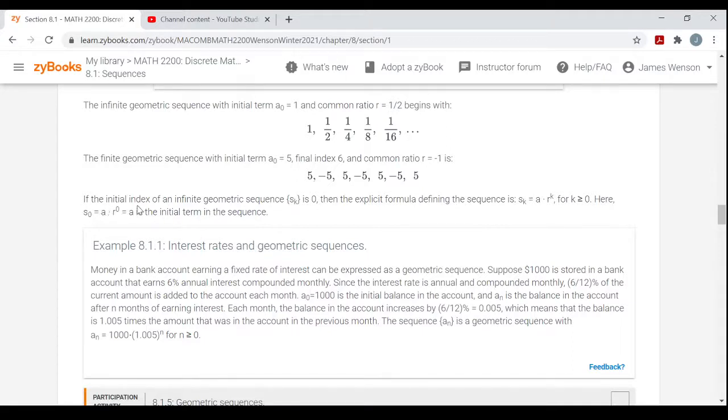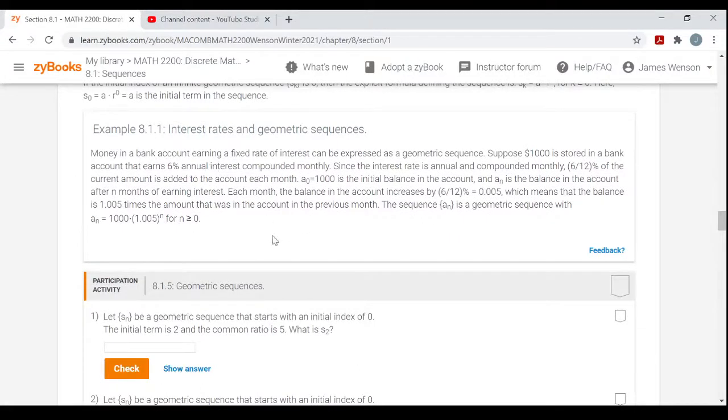If the initial index of an infinite geometric sequence is 0, so they start off with plugging in 0 for k, s sub k, then the explicit formula defining the sequence is this. s sub k is equal to a times r to the k power, for again, you're starting at 0, k greater than or equal to 0. Here, the a is the initial term, and r is the common ratio, the number you're multiplying by. And they give an example here with interest rates and all that. You can read that on your own.